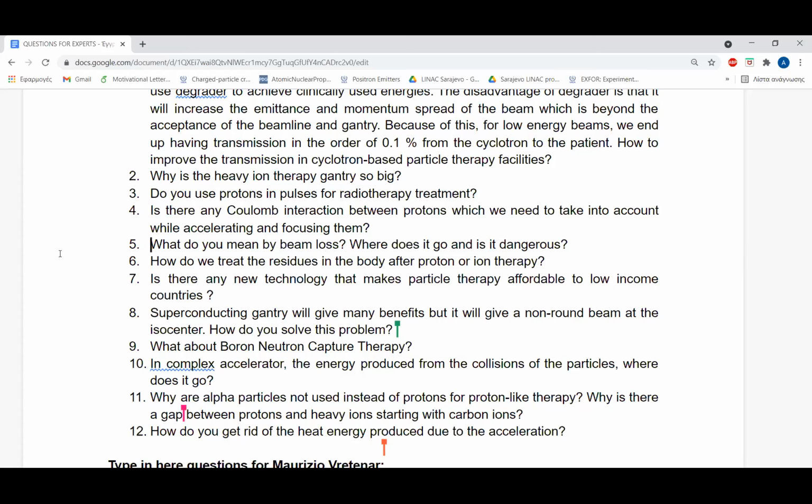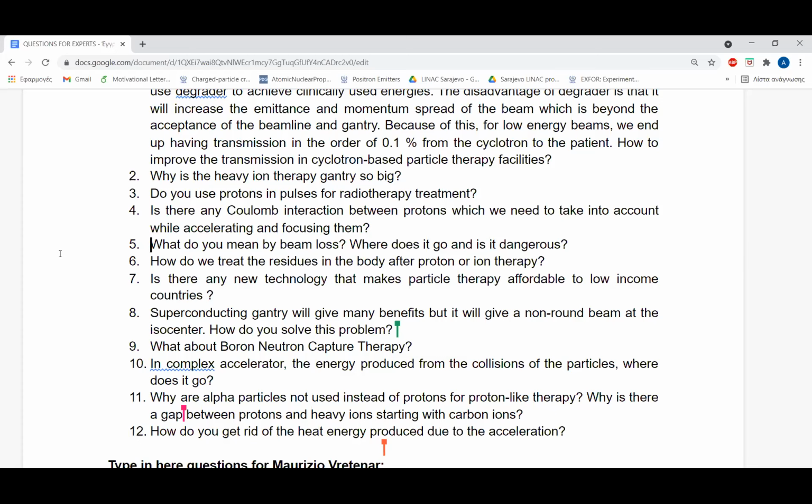In a complex accelerator, the energy produced from the collision of particles, where does it go? So in an accelerator, if you have a collision of two particles, the energy goes into changing energy into mass, E equals mc squared. So the energy changes into mass and produces new particles. The famous Higgs bosons were born in this way, by the energy generated in high energy collisions.